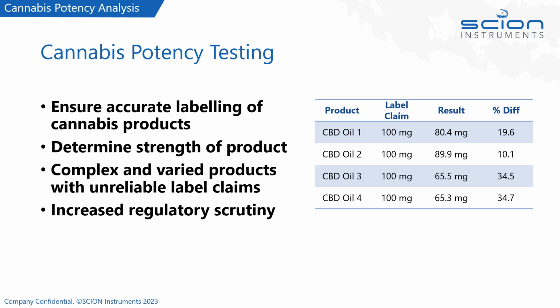From testing performed here at Scion, we found that label claims of cannabis products could be wildly inaccurate, as shown here in this table. Scion tested 4 CBD oil samples, all of which stated a label claim of 100 mg CBD content. However, when analysed, they showed results that vary wildly from the product label claim. Some of these CBD oils were also found to have other prohibited psychoactive ingredients present, while others had no other cannabinoids present. This shows how varied and complex these products can be.